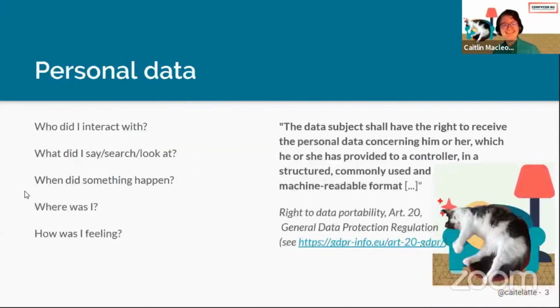Great. Let's keep going. So when we're talking about social media and the personal data that you're storing on there, there's a lot of information that you don't really think about as being important there. There's who did I interact with? What did I search? When did something happen? This is a really useful one for tracking your location history, which is particularly relevant recently with contact tracing in particular.